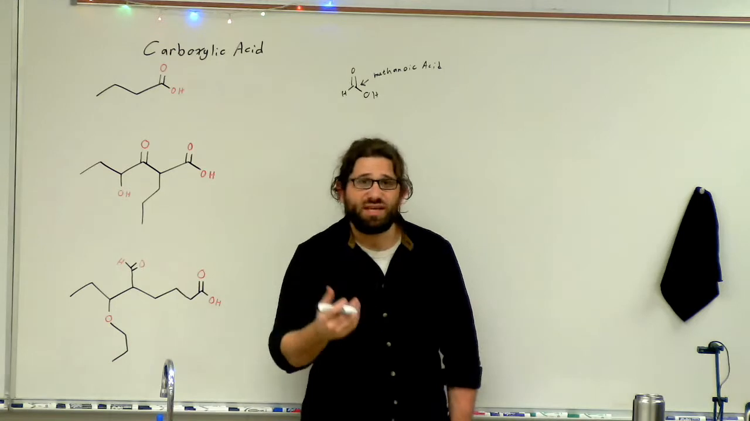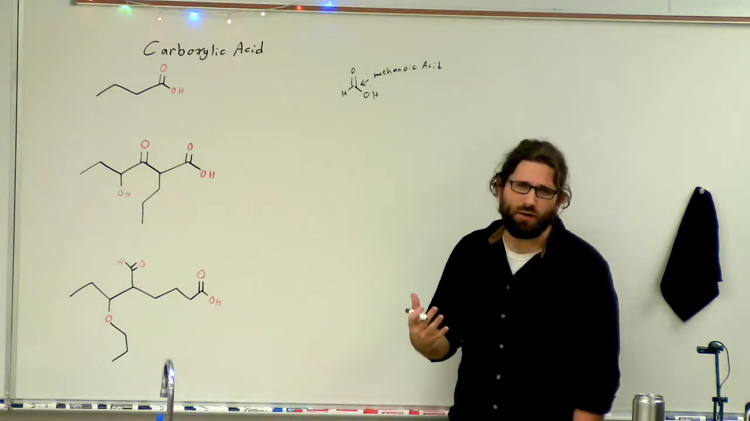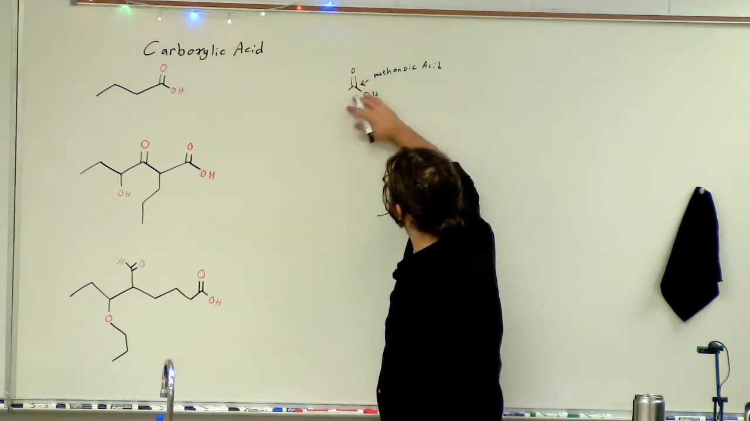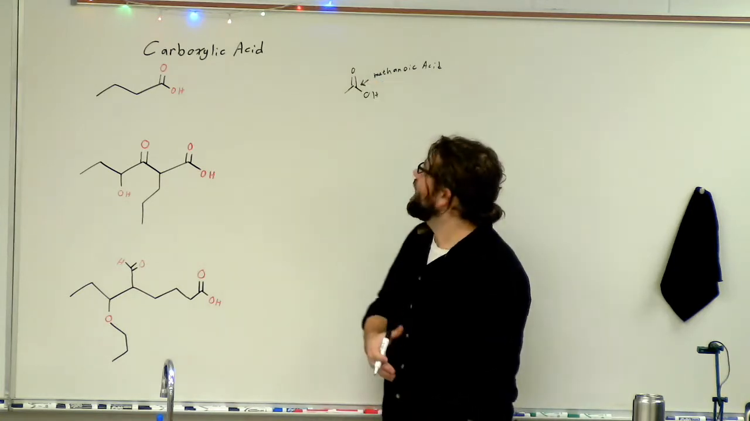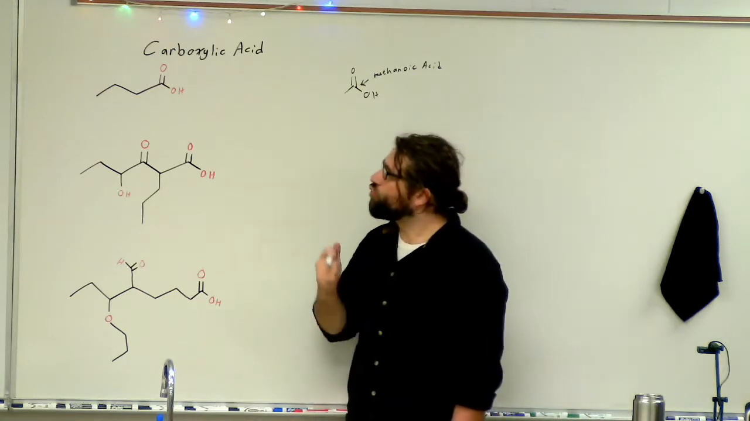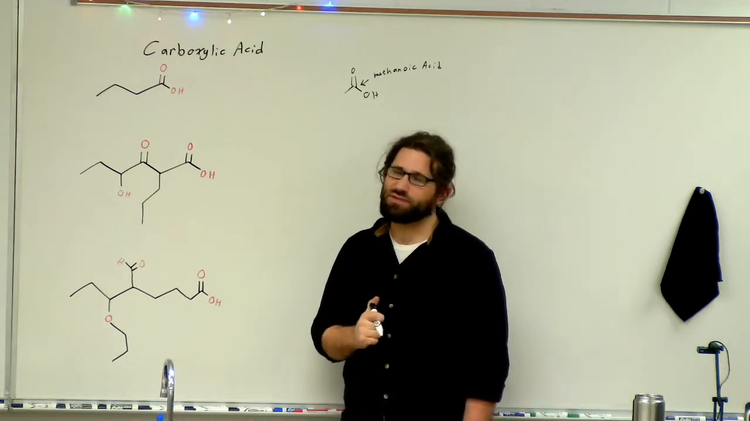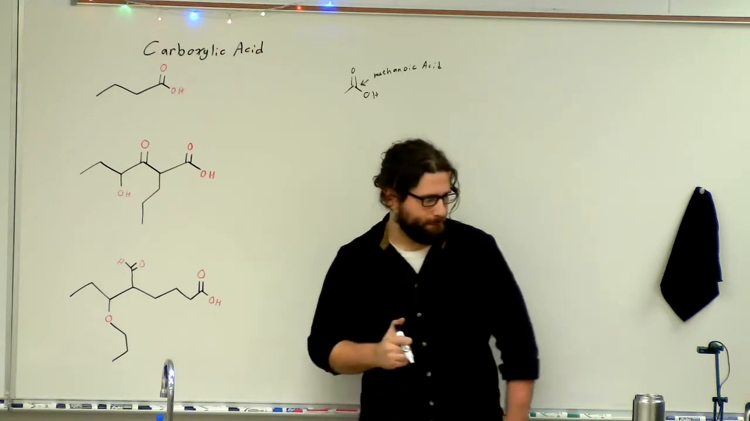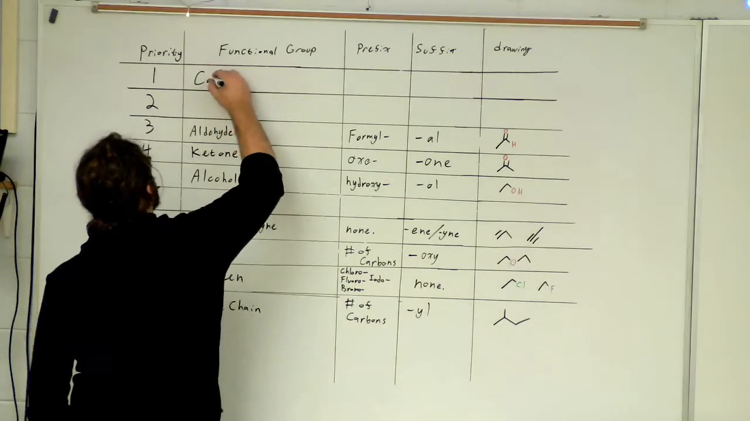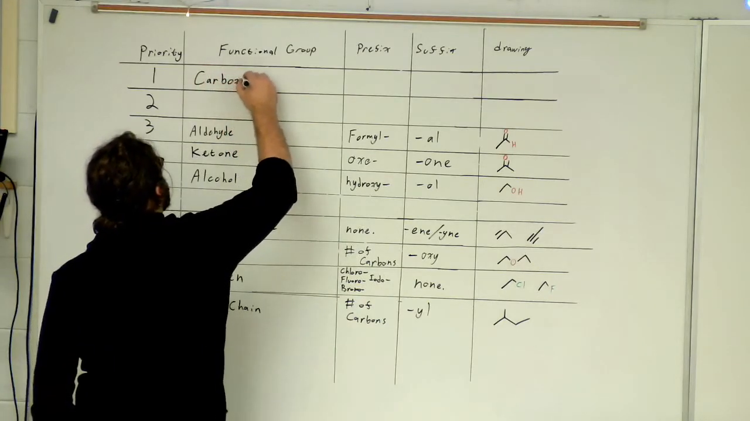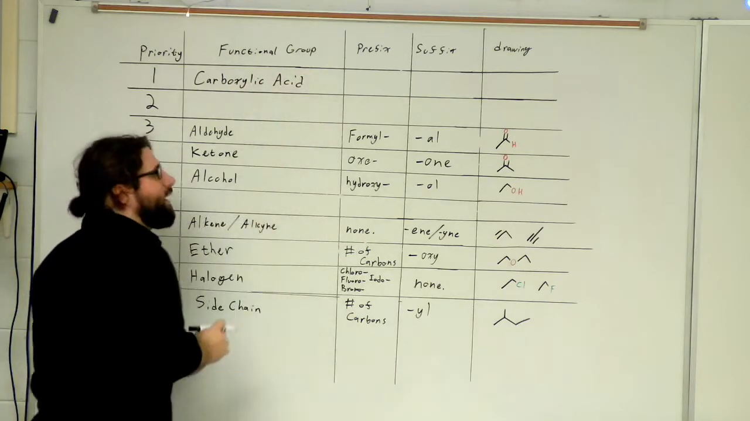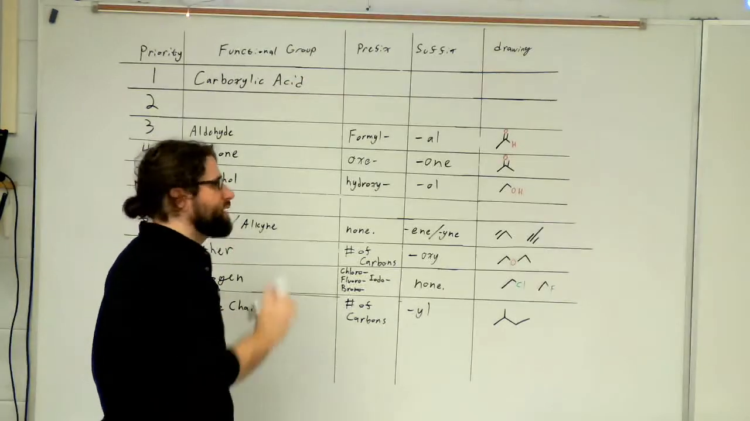Likewise, acetic acid, the acid that makes vinegar vinegar, is known as ethanoic acid. It's really this, except with one more carbon, like that. So let's look at the priorities of carboxylic acids before we get into the naming. Carboxylic acids are our number one. Nothing has a higher priority than the carboxylic acid.